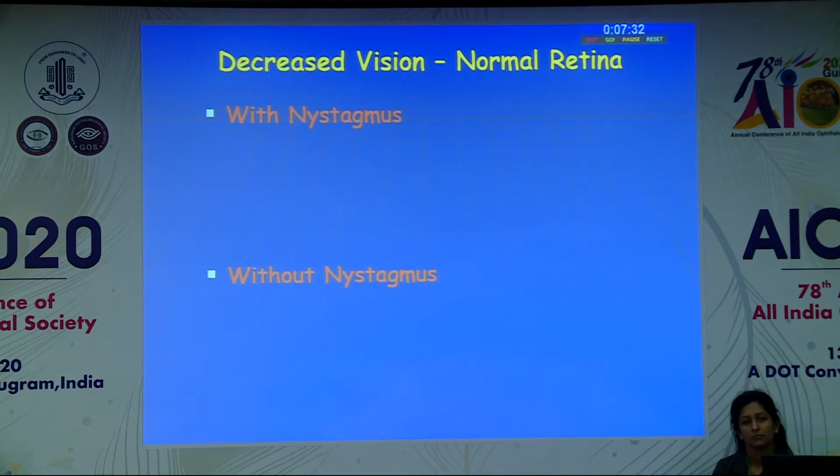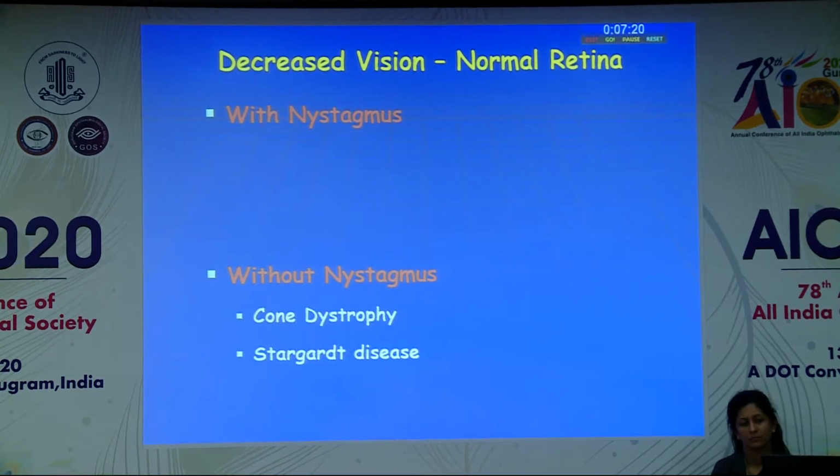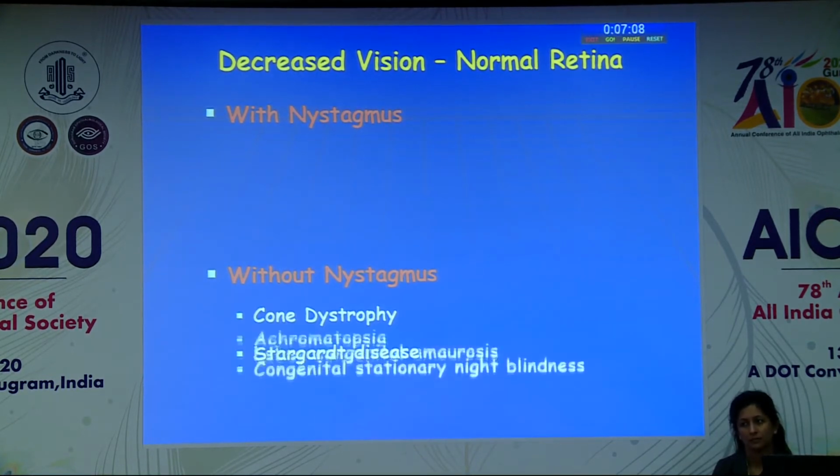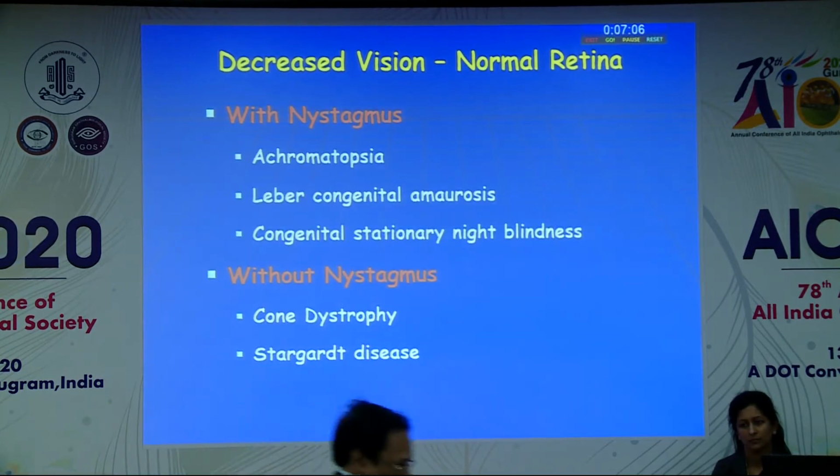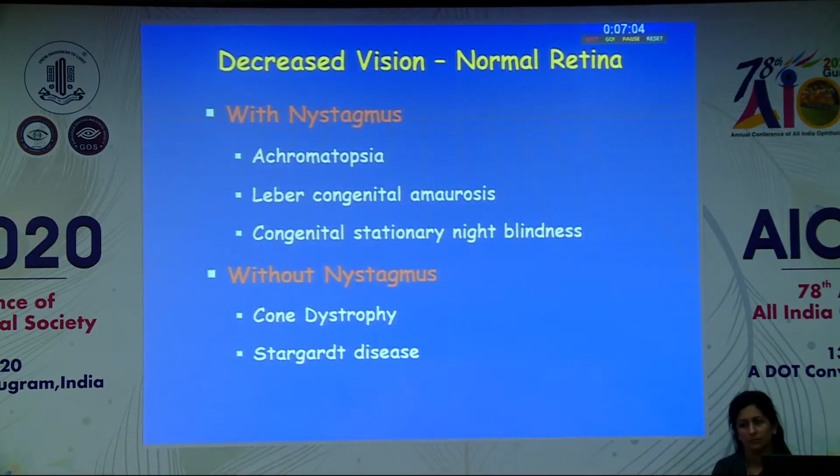Broadly, you can classify children who have a normal looking fundus with decreased vision into children who have nystagmus and who do not have nystagmus. And without nystagmus, usually cone rod dystrophy and Stargardt disease are the common ones, although very early cone rod dystrophy or cone dystrophy can present with nystagmus as well. The important conditions to look for with nystagmus are achromatopsia, Leber congenital amaurosis, and congenital stationary night blindness.